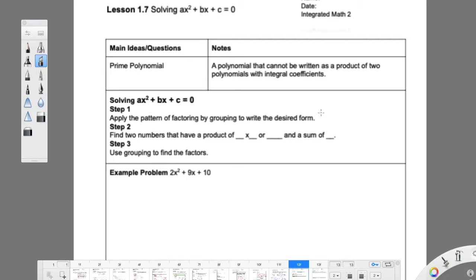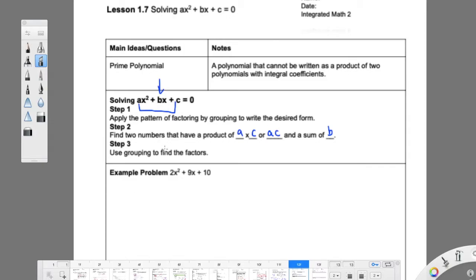So we find two numbers that have a product of A times C, or AC, and a sum of B. We're still looking for the product, but now we're looking for a product of these two terms together, and then a sum of B. All right, so we're going to use grouping to find the factors in step 3. Let's take a look at this one so I can show you what this means.